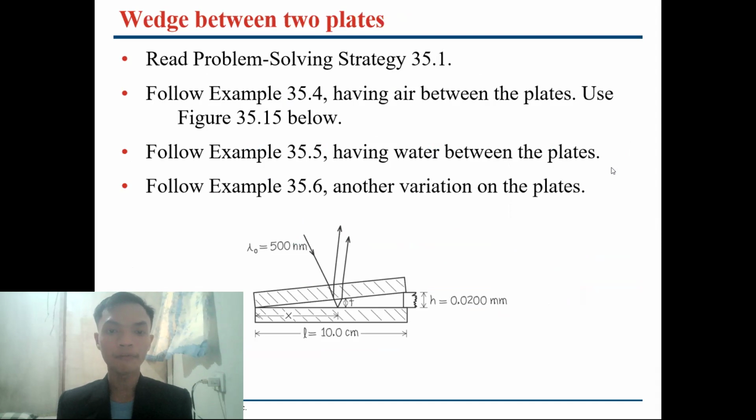So let's have the wedge between two plates. So two plates forming a wedge create interference fringes. The spacing depends on wedge thickness and wavelength. By changing the medium, air or water, we alter fringe spacing, demonstrating how refractive index influences interference.